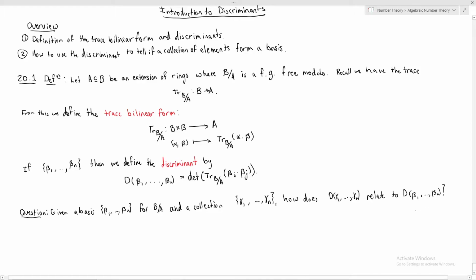Okay. And so this claim is as follows. So proposition, it should be 20.2.